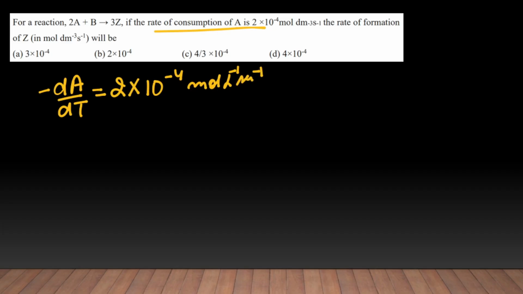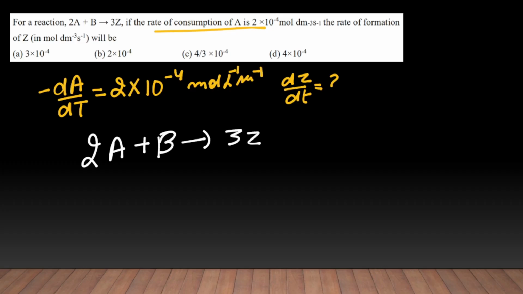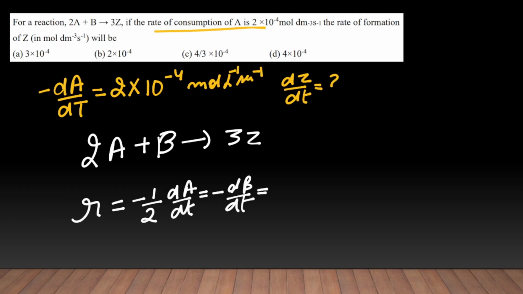And the rate of formation of Z, we have to find out. That means dZ/dt. This you have to find from the given equation, which is 2A plus B giving you 3Z. We can write the rate of the reaction. Theoretically the rate you can write will be minus 1/2 dA/dt, which is equal to minus dB/dt, which is equal to 1/3 dZ/dt.